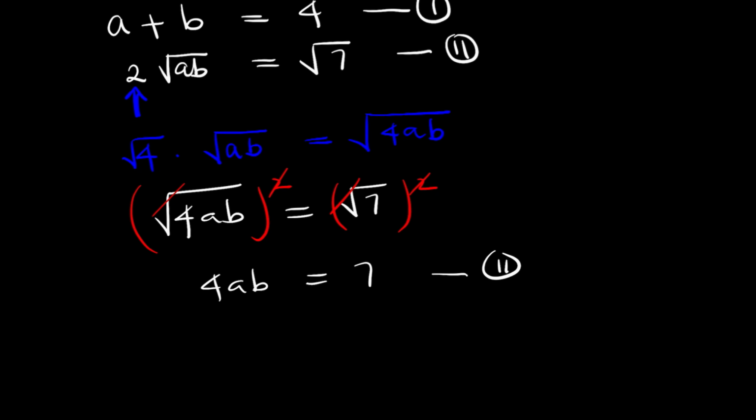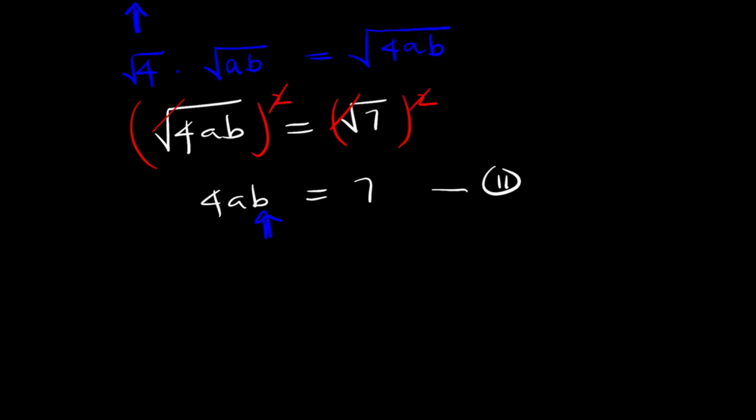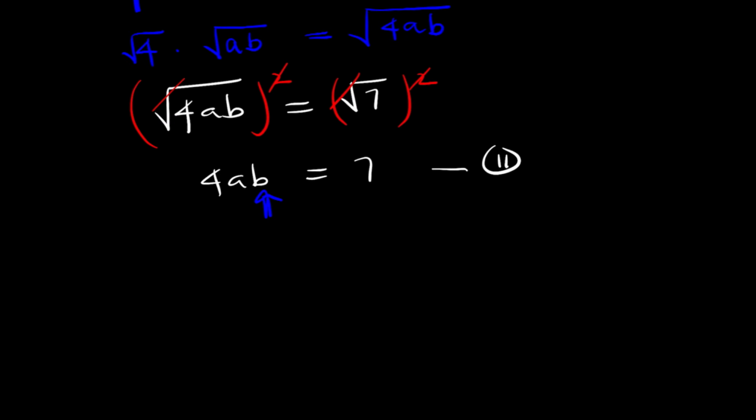Now we want to solve equation 1, which is a plus b equal to 4, and equation 3, 4ab equals 7, simultaneously. From this first one, we can see if we make b subject of the formula, b is equal to 4 minus a. We can come into equation 3 and substitute for b. What we are going to have, if we put 4 minus a into the left side of the equation, we have 4a outside like this, and we say is equal to 7.